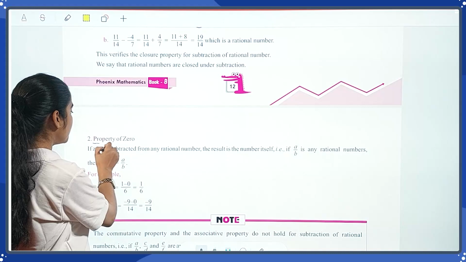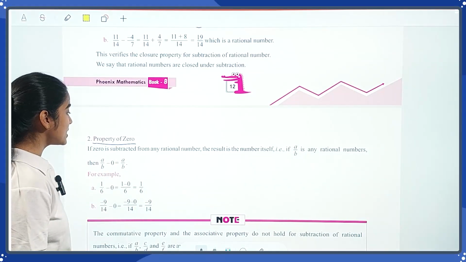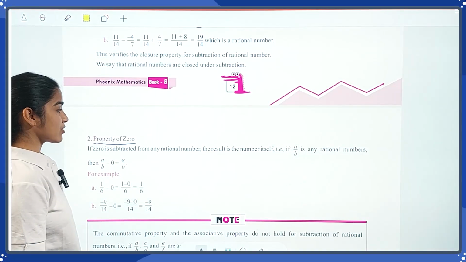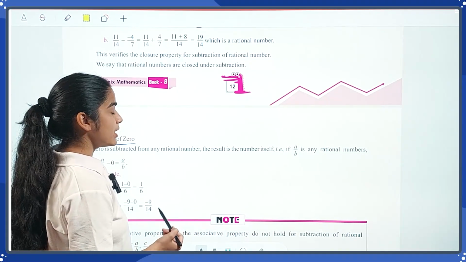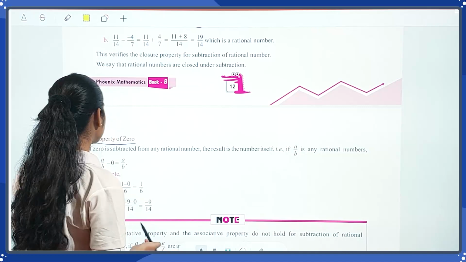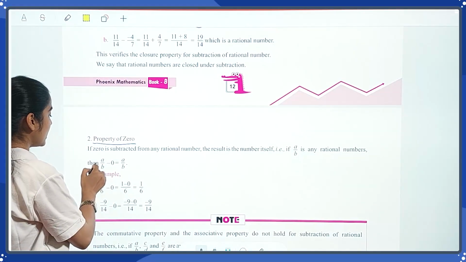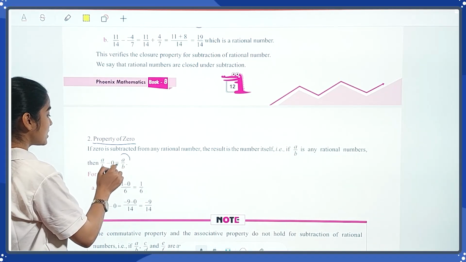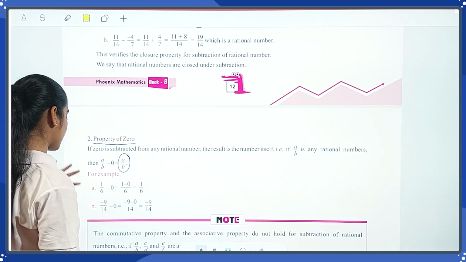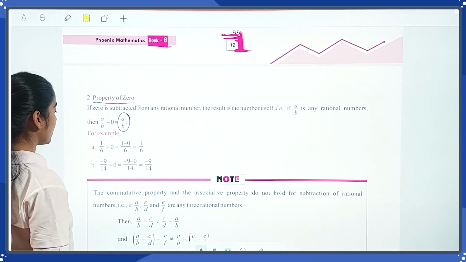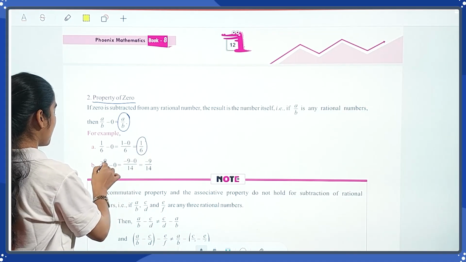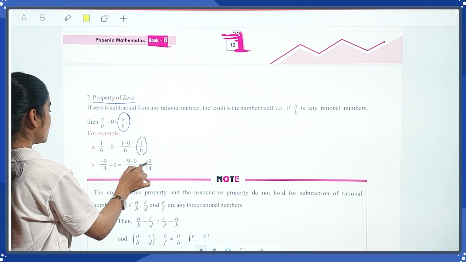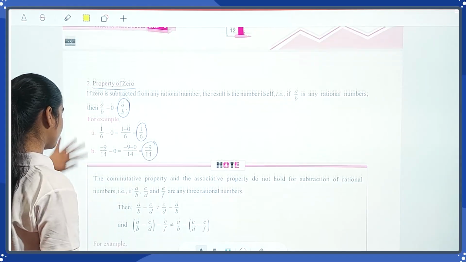Next, we have property of 0. If 0 is subtracted from any rational number, the result is the number itself. Example, if a by b is any rational number, then a by b minus 0, the same rational number we will get. Okay, 1 by 6 minus 0 is 1 by 6. Minus 9 by 14 minus 0 is minus 9 by 14.